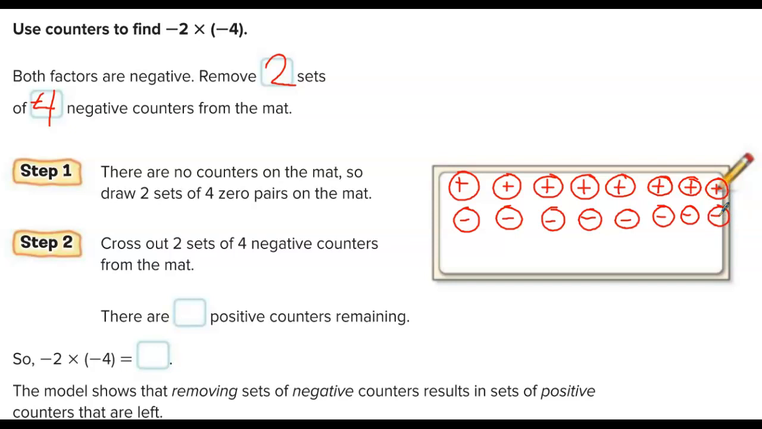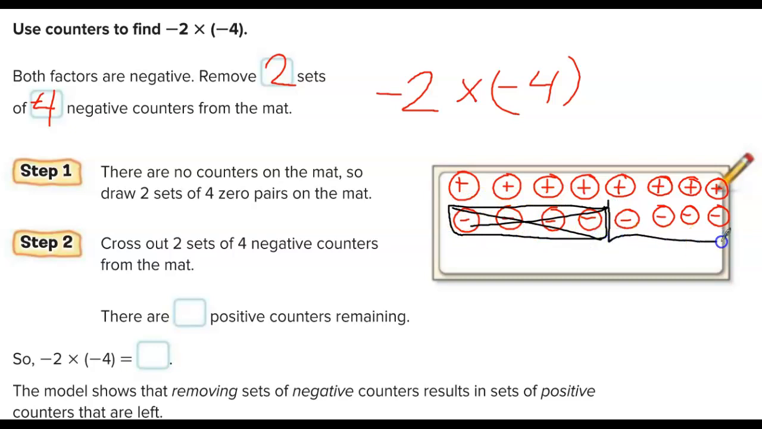Now it says I need to take away 2 sets of negative 4. Okay, so if I take away my 2 sets of negative 4, here's 1 set of negative 4 that I'm taking away. Here's another set of negative 4 that I'm taking away. So what am I left with? 8 positives, so there are 8 positive counters remaining. So negative 2 times negative 4 is 8. So this model shows that removing sets of negative counters results in sets of positive counters that are left. So we've seen it in 3 different ways.